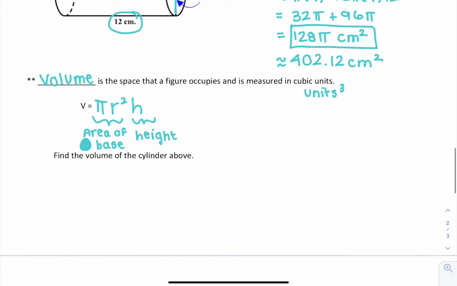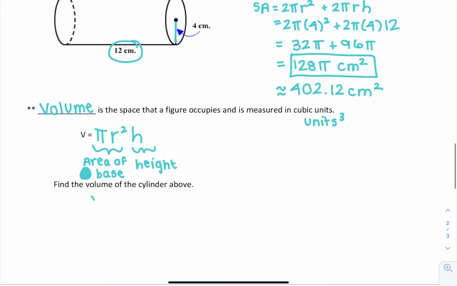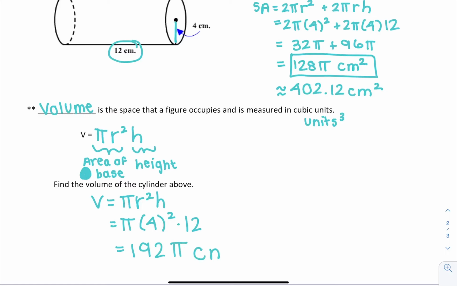So in the cylinder above, if we want to figure out the volume, we need to know the radius and the height, just like before. Our radius is 4, and our height is 12, and don't forget to square the radius. That leaves us with 192 pi, and now since it's a volume, we have cubic units, so centimeters cubed.